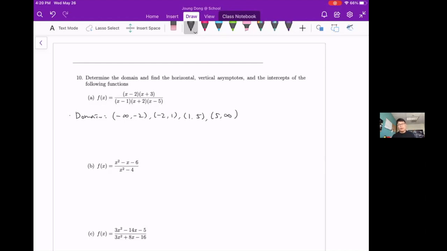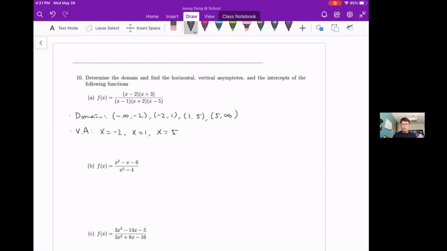Then what about the vertical asymptote? Well, look at that. The undefined points, which are 1, -2, and 5, cannot be cancelled with the numerator, which means all these three points are vertical asymptotes: -2, 1, and 5.